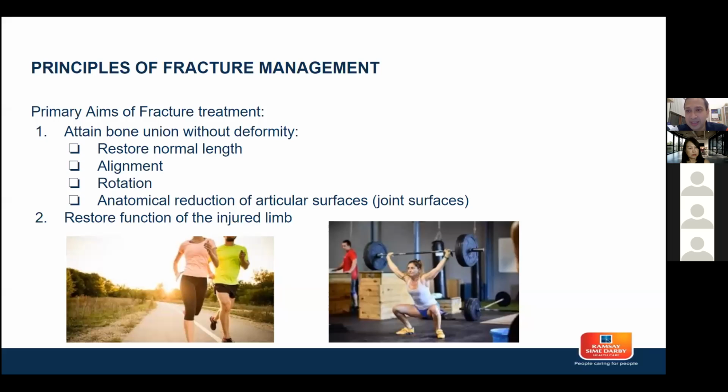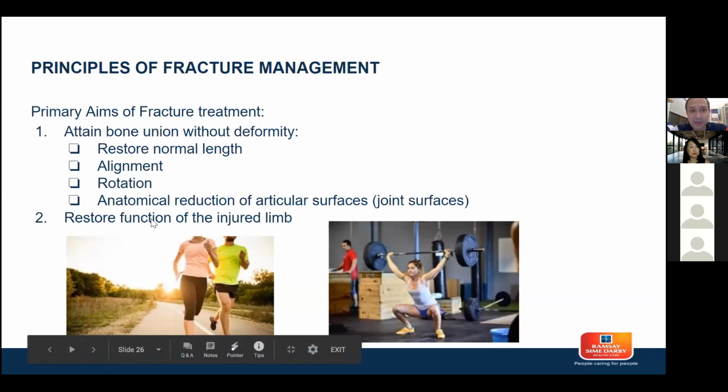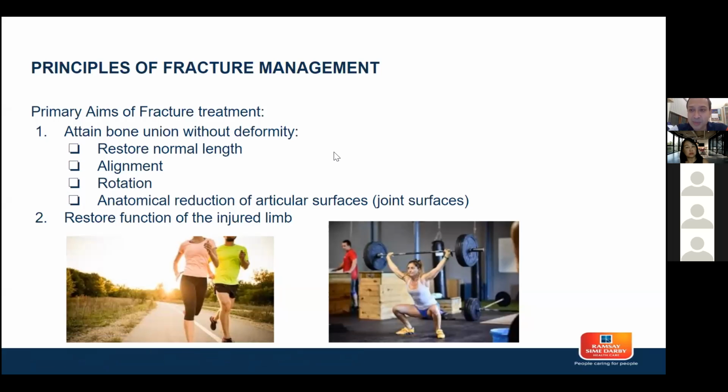Because if you don't get that, you tend to end up with a bit of imbalance within the joint, and that leads to early degenerative changes. Yeah, so these are generally the four concepts in bone union. You need to restore length, alignment, rotation, and anatomical reduction at the joint surface. And the aim at the end of the day is restore function of the injured limb. So the patient, once everything is done, has to be back to his pre-morbid state. If he was a healthy person playing badminton before, he should be back to that once everything is settled.